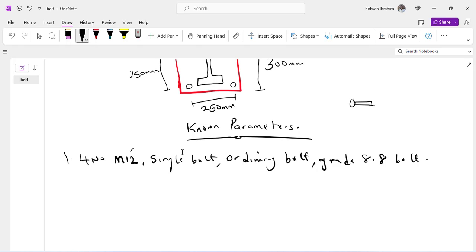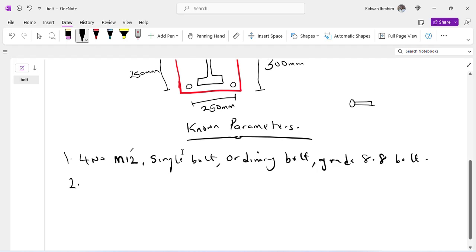And then ordinary bolts, we basically have 2 types of bolts. We have the ordinary bolts and we have the HSFG bolts. Okay, so we are using the ordinary bolts, and then the grade is 8.8. There are different grades. There's 10.9, there's 4.6, and many more. So these are the known parameters. That's the first category. The second category is the spacing.